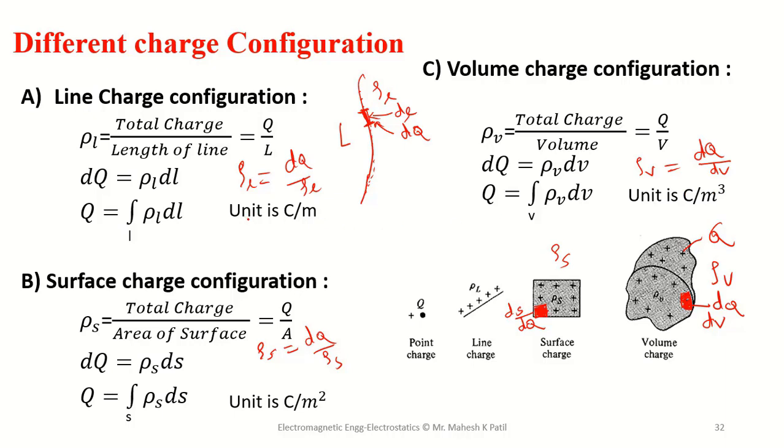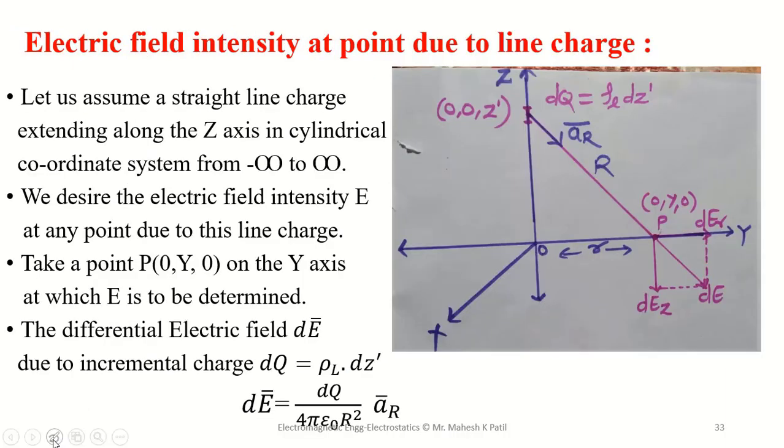Remember, for the line charge we are using single integration, for surface charge it is double integration, and for volume charge it is triple integration. So likewise different charge configurations are given. Now we'll consider the electric field intensity due to line charge. So consider this diagram. Let this be the x-axis, this the y-axis, and this the z-axis.